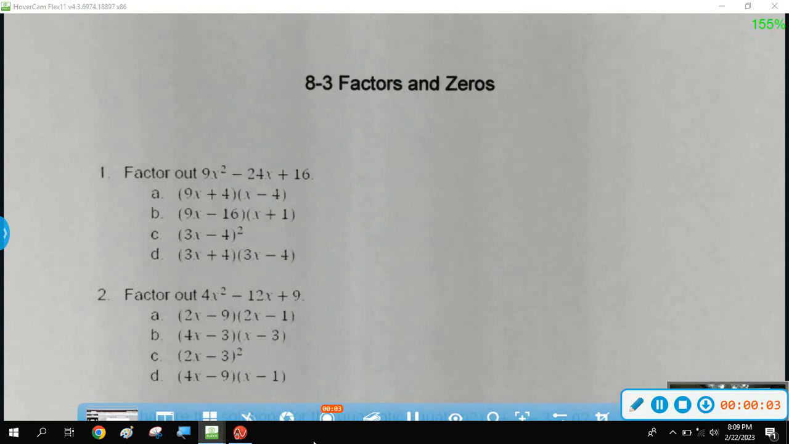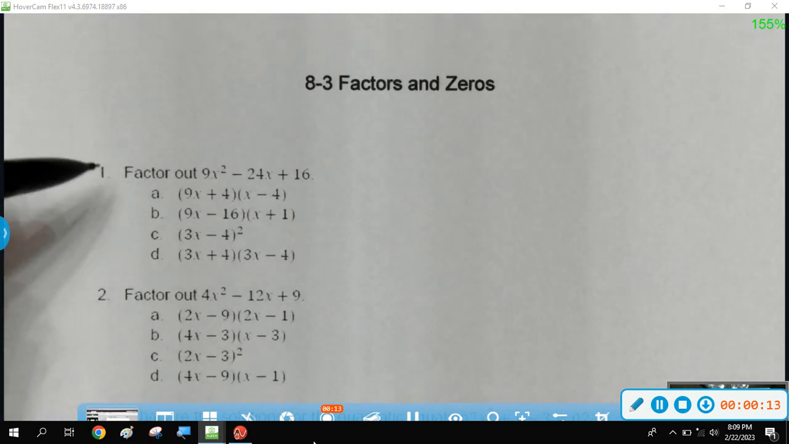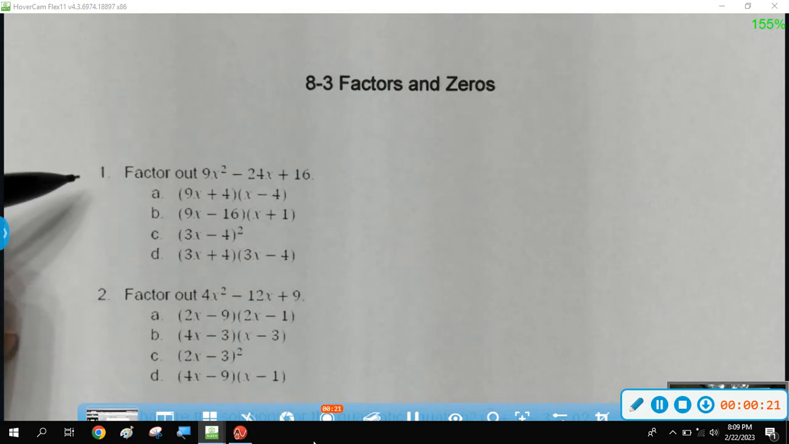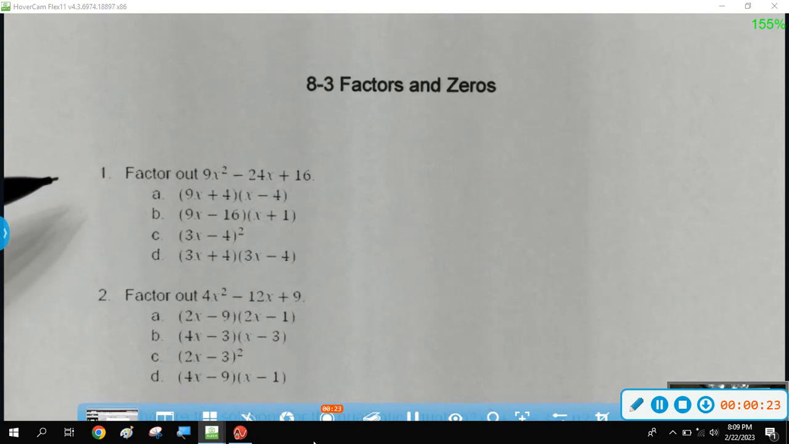Okay, in this section 8-3, we're talking about factors and zeros. So the first couple of problems that we come to are asking us to factor out an expression here. And remember, from the last unit, we learned two different ways that this can be done. All right? And so the first step is with what we call the AC method.